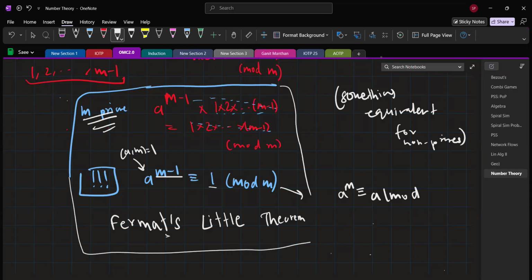And this is in fact true for all a. A doesn't have to be co-prime to m. So for all a, this is also an alternate way to state the FLT.